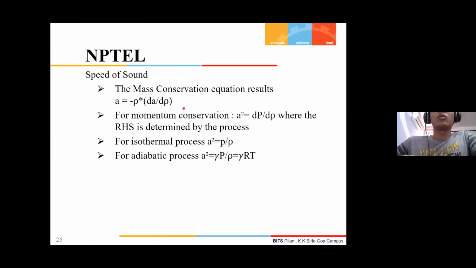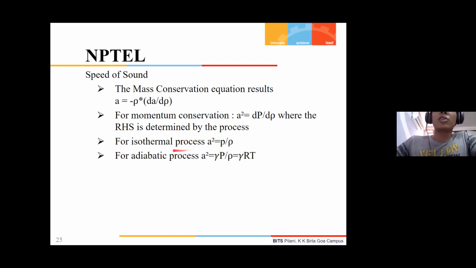Next, we learned how to model, rather how to measure, the speed of sound according to the various processes that we consider during the flow. The mass conservation equation results in the speed of sound being equal to minus rho into dA by d rho. Similarly, the momentum conservation equation results in the formula a squared equals dP by d rho, where the right-hand side, dP by d rho, is determined by the process that we are considering for the flow.